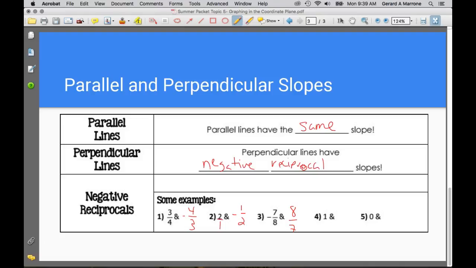Okay, so in order to determine whether or not lines are parallel, perpendicular, or they're not either, you have to look at the slopes. If they have the same slope, they're parallel. If they have negative reciprocal slopes, they are perpendicular.